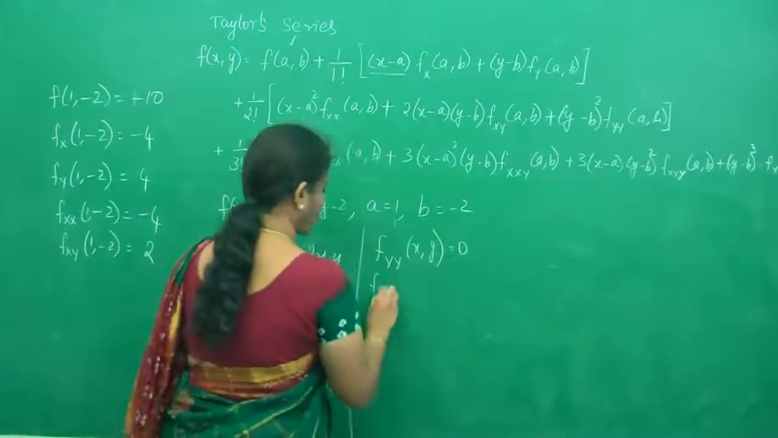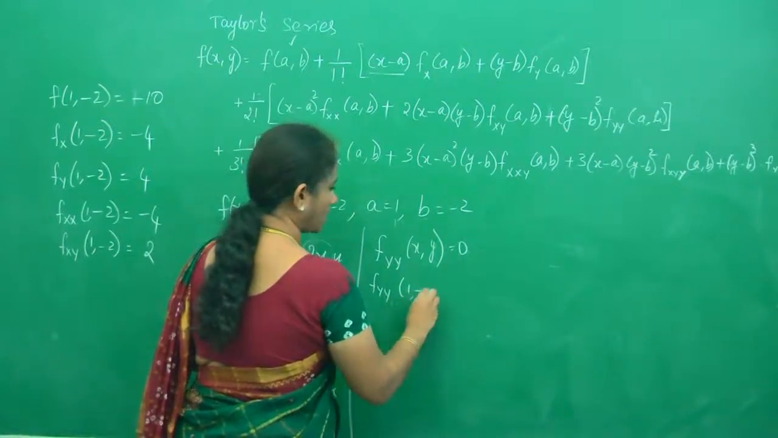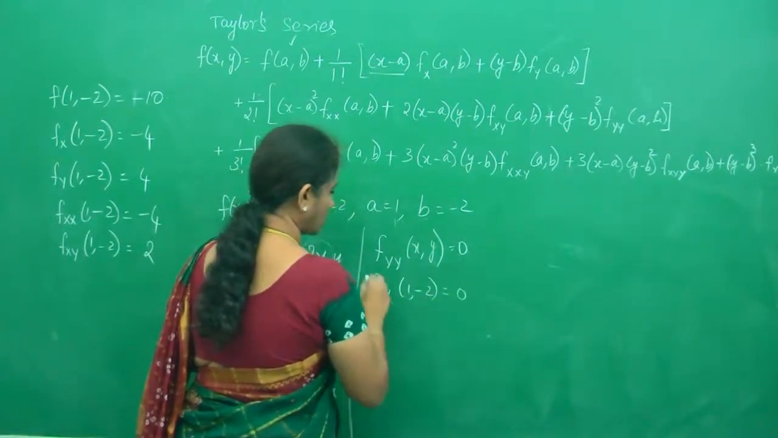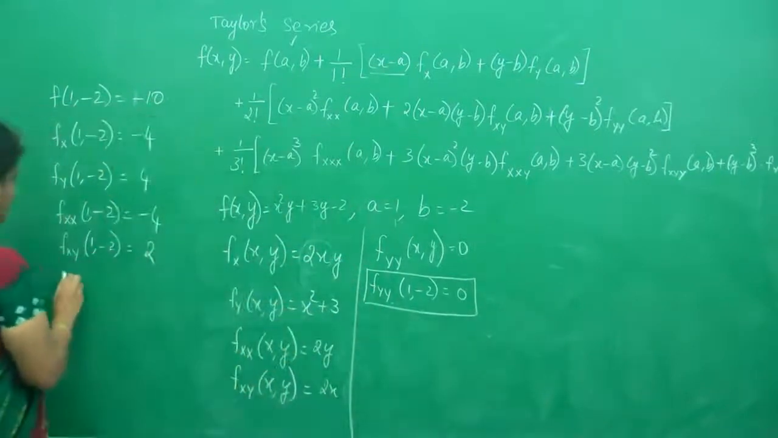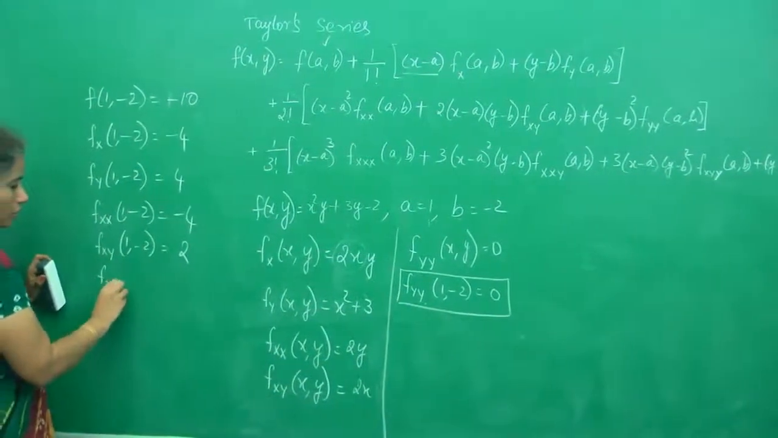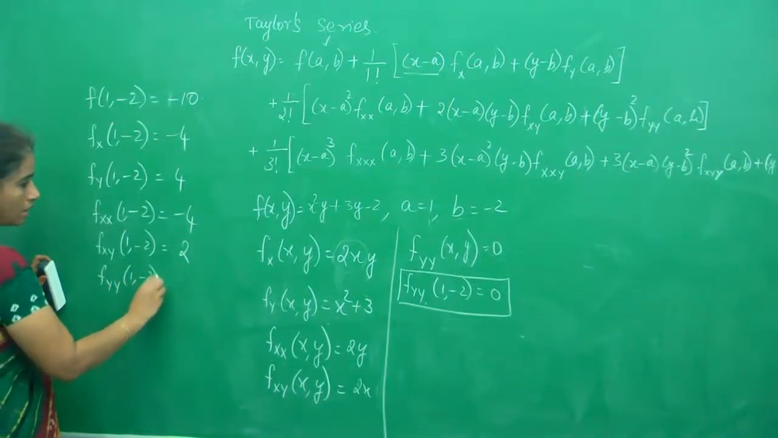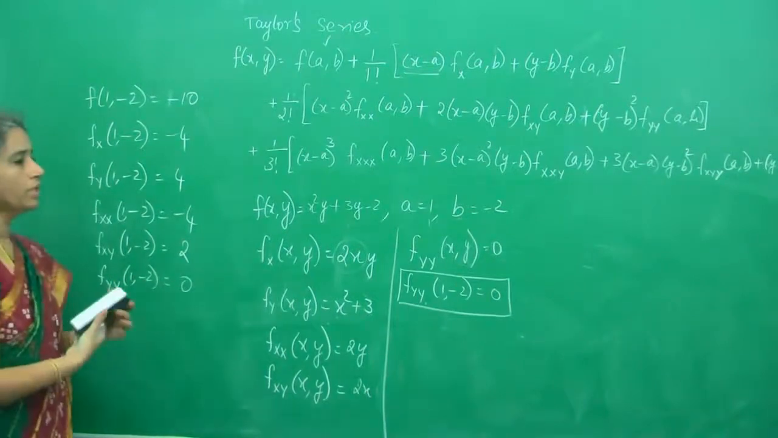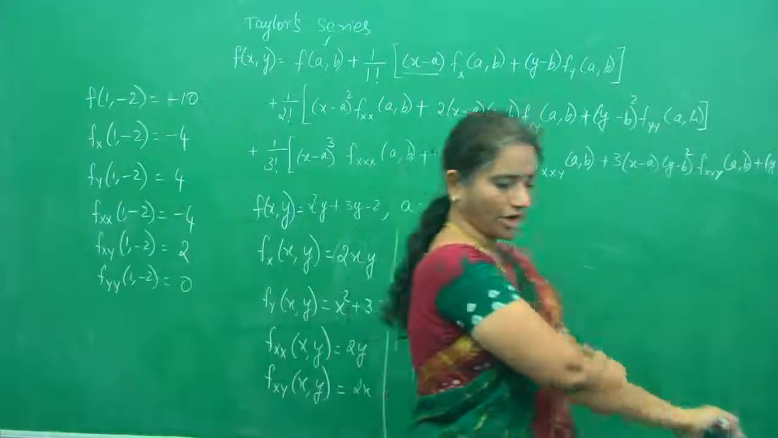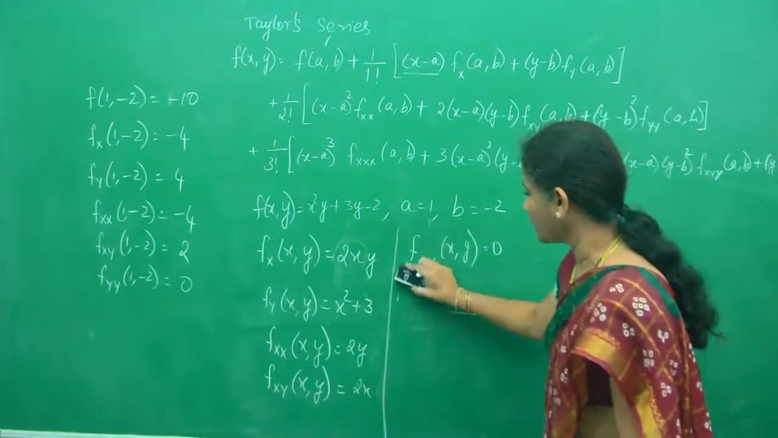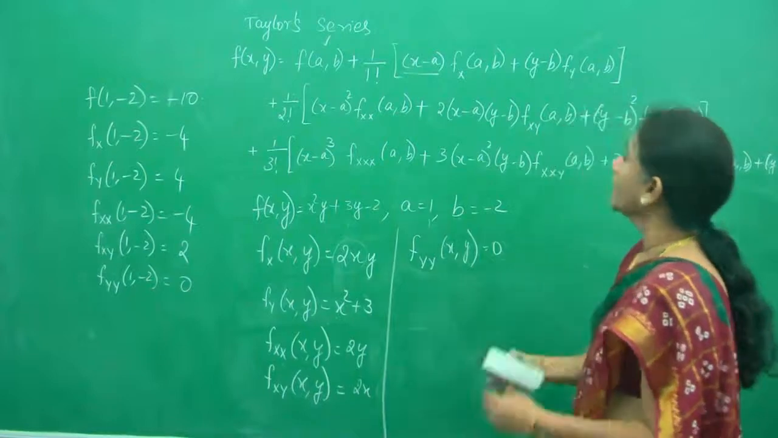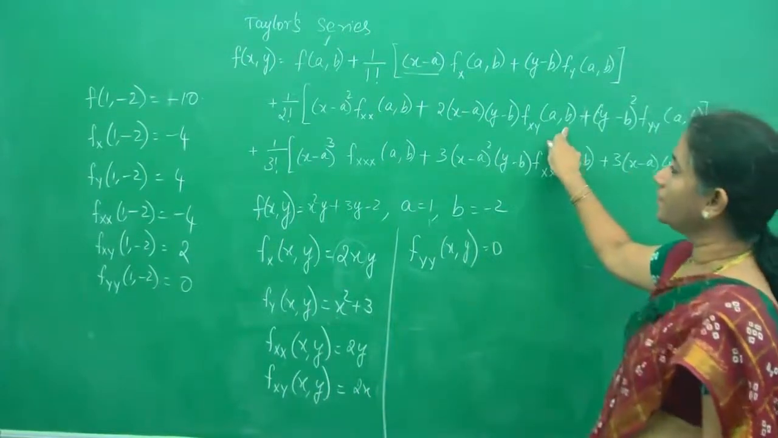And what is fyy of 1 comma negative 2? That is also going to be 0. So let me note it down. fyy of 1 comma negative 2 is 0. Okay. So you have to be just careful when you do the partial derivative. That's all. Now second line is completed.